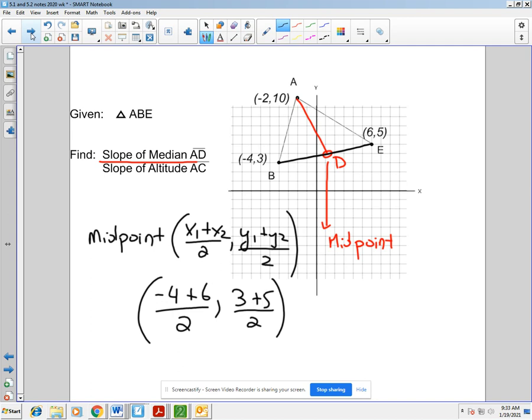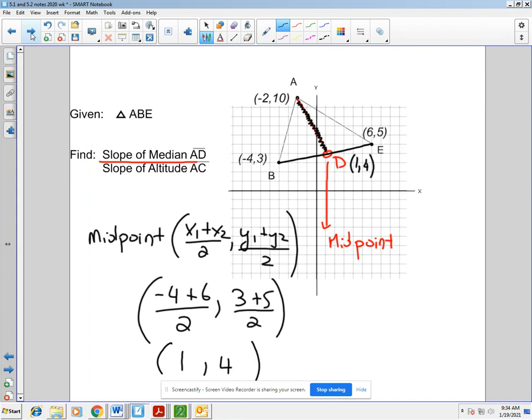If you do your arithmetic, -4 plus 6 is 2, 2 divided by 2 is 1, 3 plus 5 is 8, 8 divided by 2 is 4. So the midpoint is 1, 4. So point D is 1, 4. And if you check it, it is 1, 4 because you go 1 to your right, 4 up. So now the second question is, what is the slope of the median AD? What is the slope of this segment?